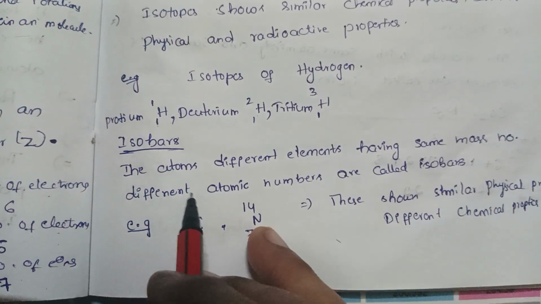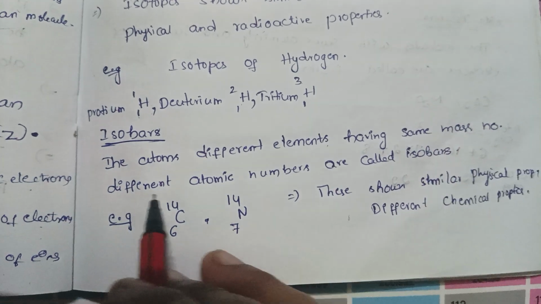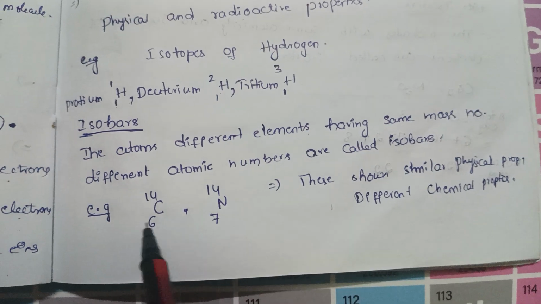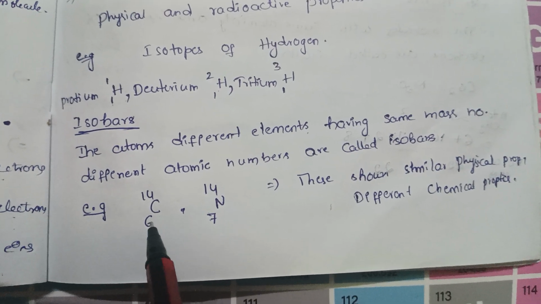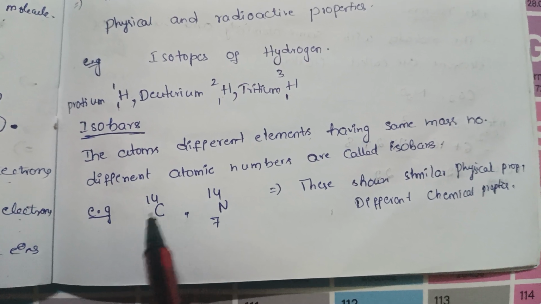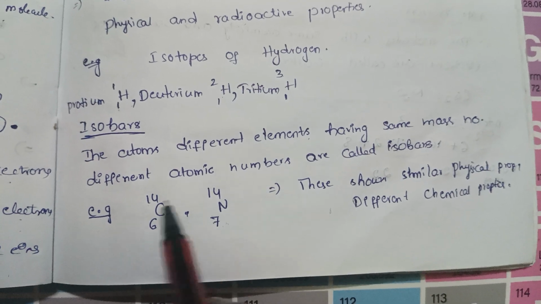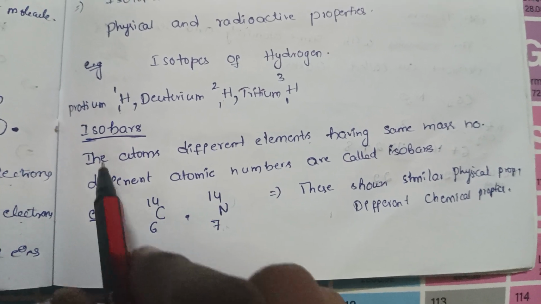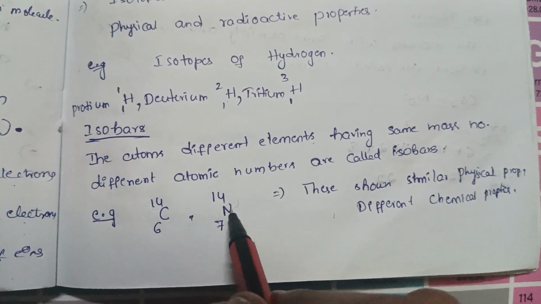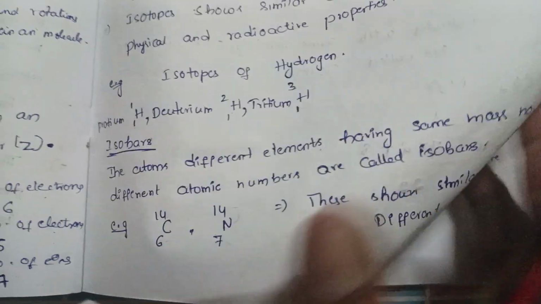Isobars are defined as the atoms of different elements having the same mass number but different atomic numbers. If we take carbon and nitrogen, these are different elements having different atomic numbers and the same mass number. Here 6 and 7 are the atomic numbers for carbon and nitrogen. Here mass number is the same. So isobars means different elements having the same mass number and different atomic numbers.